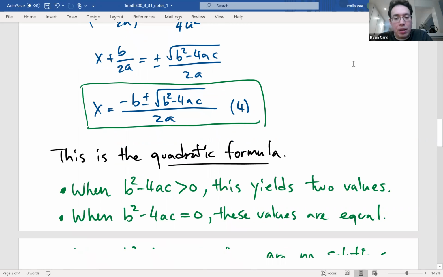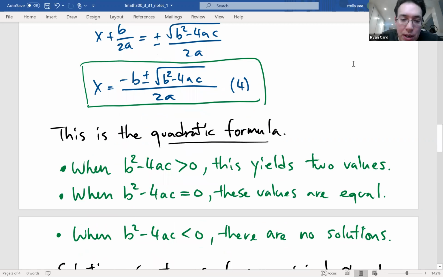All right, so a few things to watch out for. If b squared minus 4ac is a positive number, this will give two different solutions, right? Because of the plus or minus there. If b squared minus 4ac is exactly equal to 0, I'm adding or subtracting 0. So you really only get one value for this equation. And if b squared minus 4ac is less than 0, then there are no solutions, at least no real solutions.